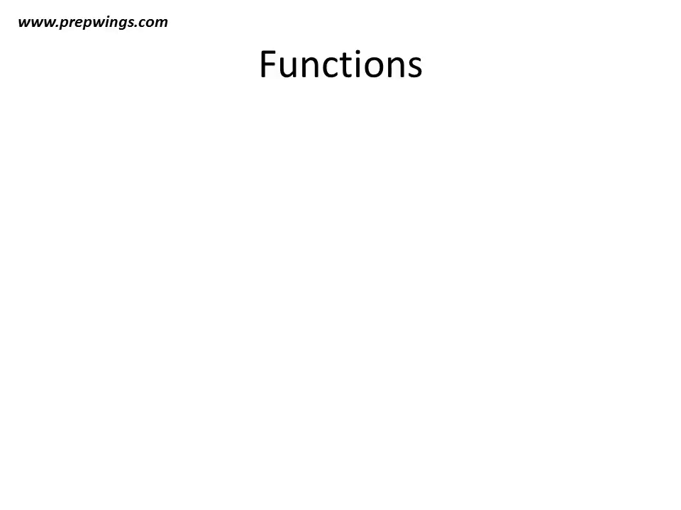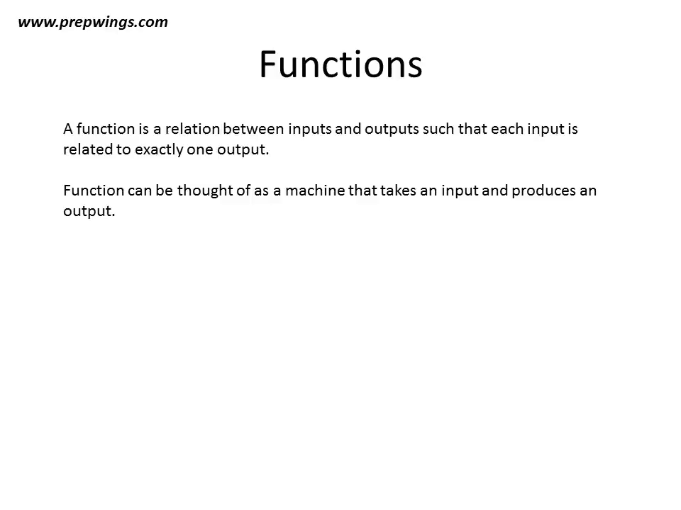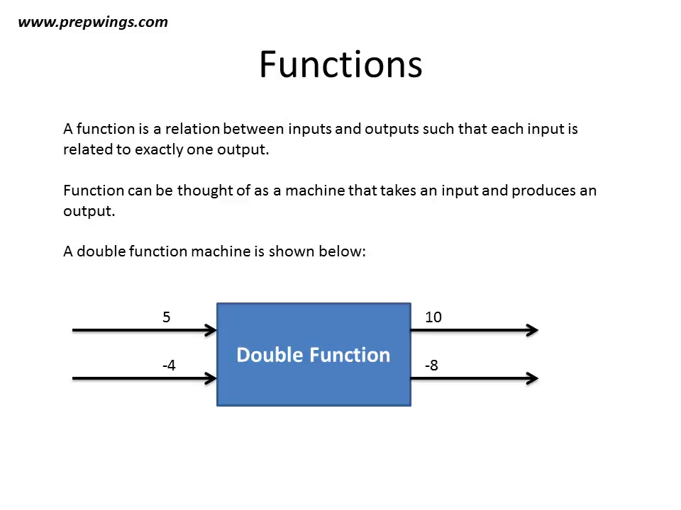Okay, in this video we'll talk about functions. A function is actually a relation between input and outputs in such a way that each input is related to exactly one output. So a function can be thought of as a machine that takes an input and produces an output. For example, a double function is shown here. It takes an input of 5 and gives an output of 10. It also takes an input of -4 and gives an output of -8. So this box can be looked at as some function which is doubling the input. So it is a double function.